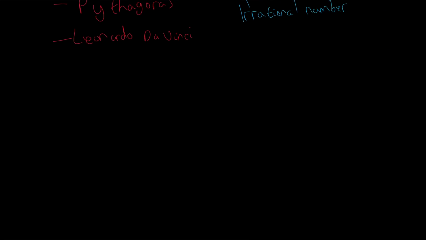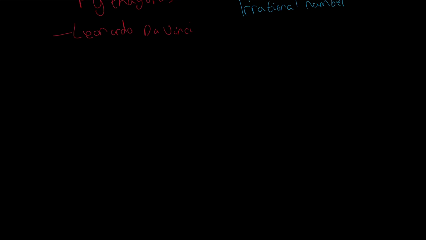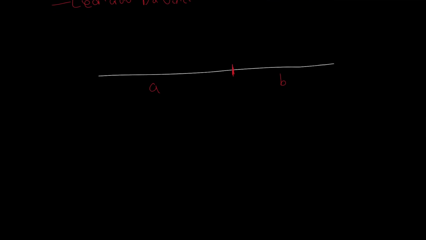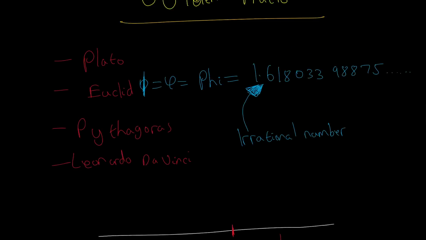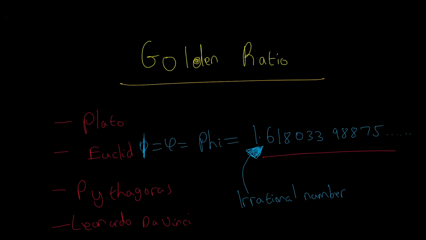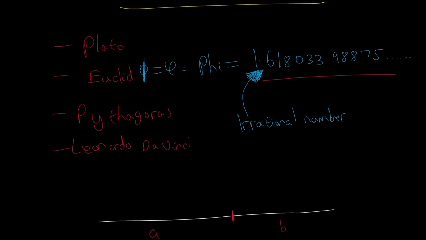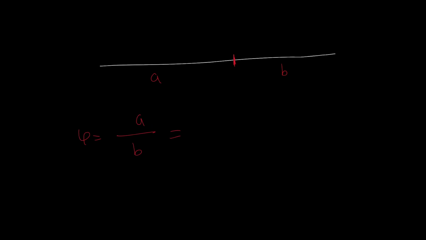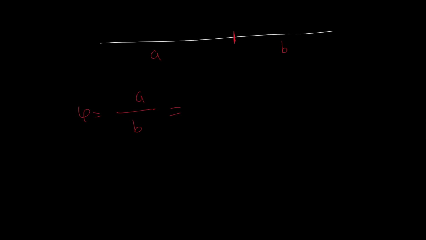But let's prove it. So if we have a line, a straight line. I know this isn't straight, but just bear with me. So if we have a line, and if we were to split it into two, such that the larger side titled A, the smaller side titled B, such that these two ratios, so A over B, was equal to this right here. You can do this with any straight line. So such that the ratio was the same as phi, so this was equal to phi.